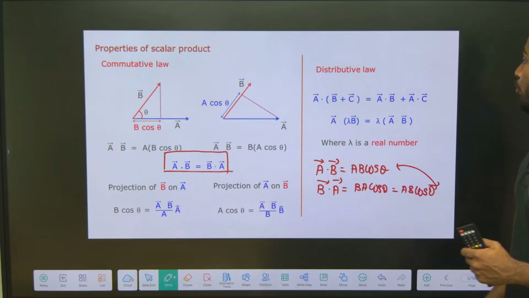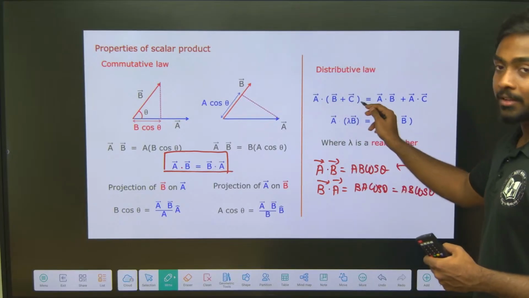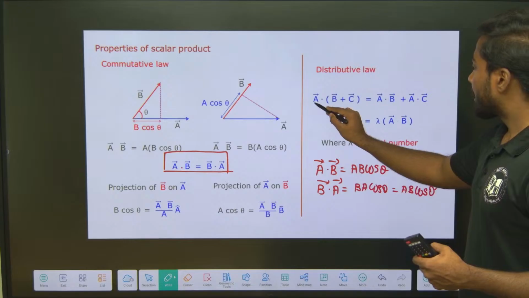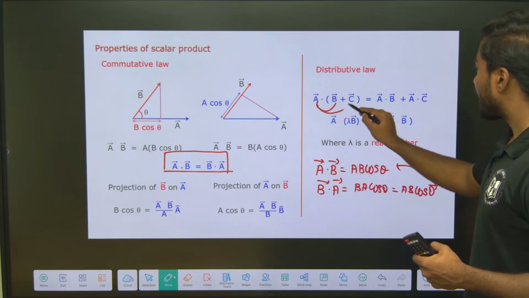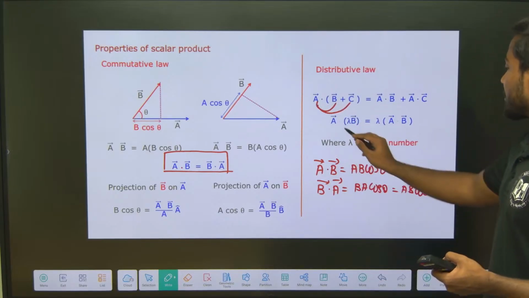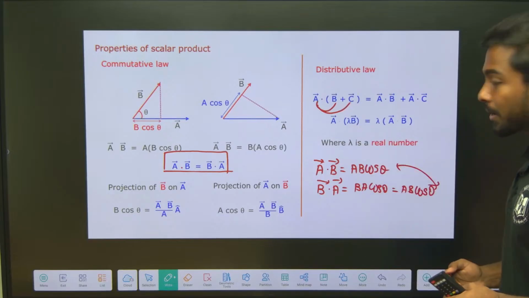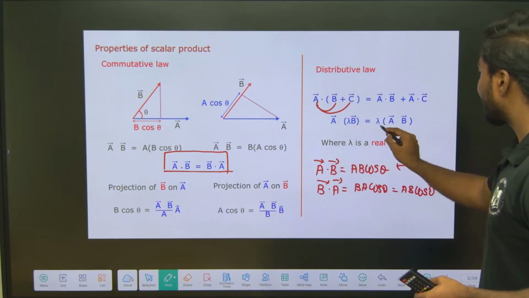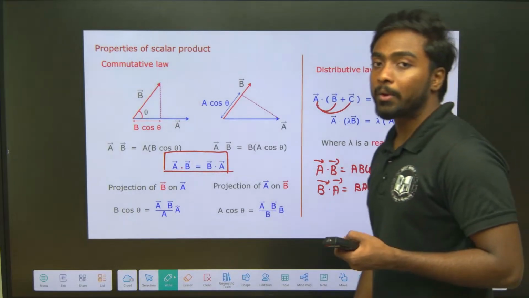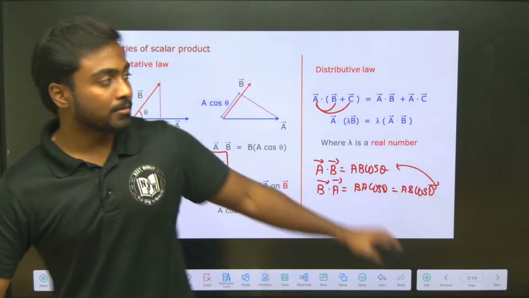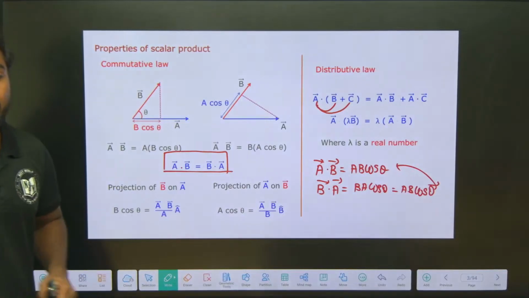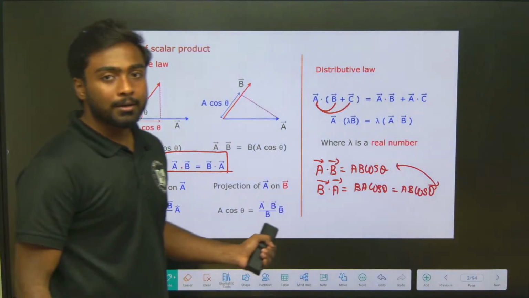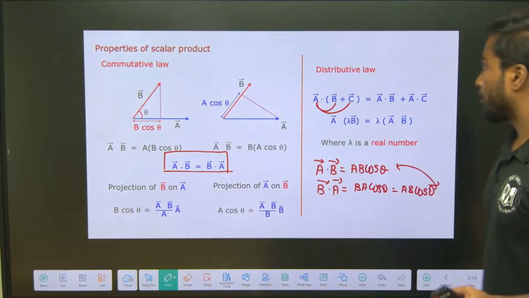Next is the distributive property. a dot (b plus c), I can distribute as a dot b and a dot c, right? Next is a dot (lambda times b). I can take this lambda out, which is nothing but lambda times (a vector dot b vector), right? So this is the distributive property and the commutative property of the scalar product.